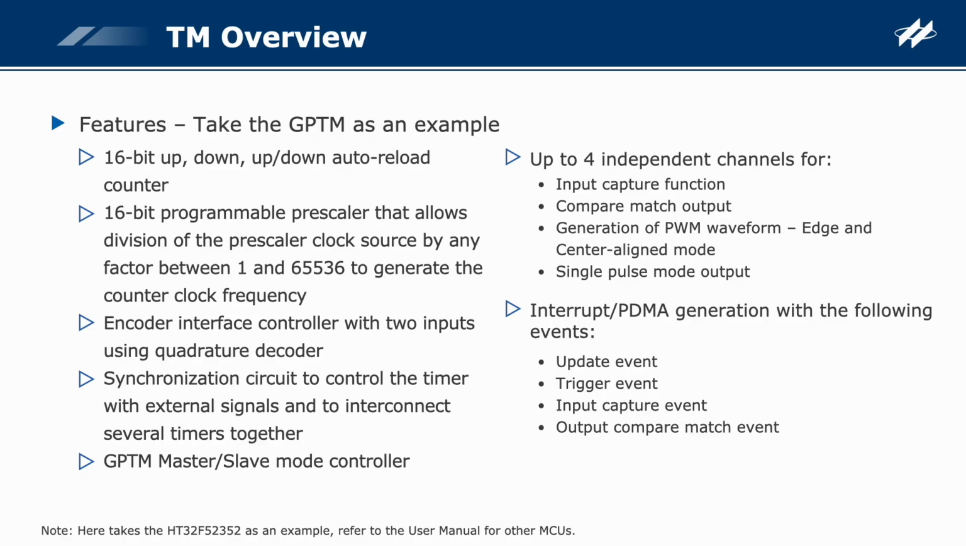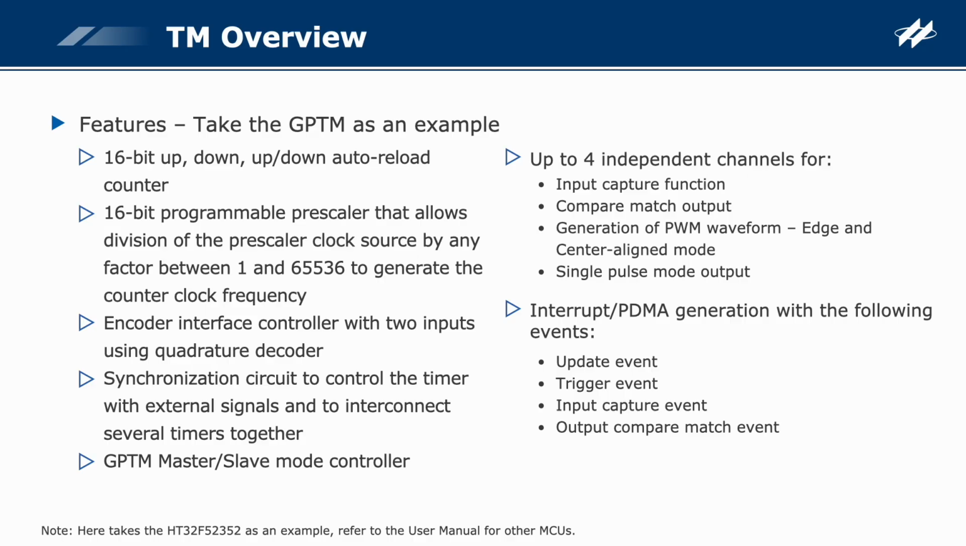In the compare match output mode, the counter value matches the contents of the CHX-CCR register, thereby performing operations such as setting the output to 1 or clearing the output to 0, or toggling the output. In the PWM mode, a PWM waveform with a specific frequency and duty cycle can be output under the compare match output. In the single pulse mode, after receiving a trigger signal, a pulse signal with a specific delay and pulse width will be generated, and then the counting will stop.